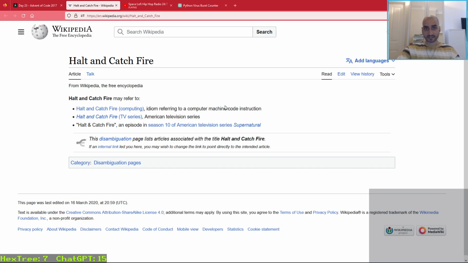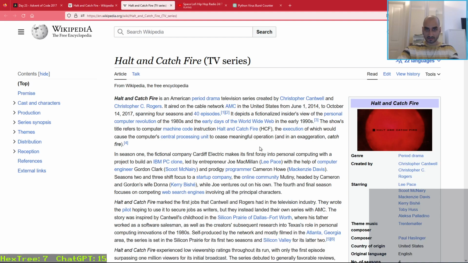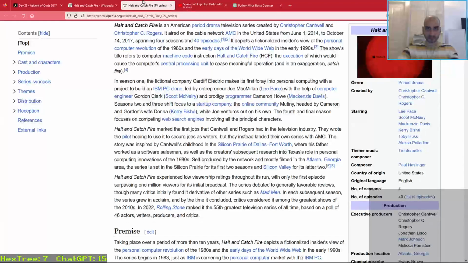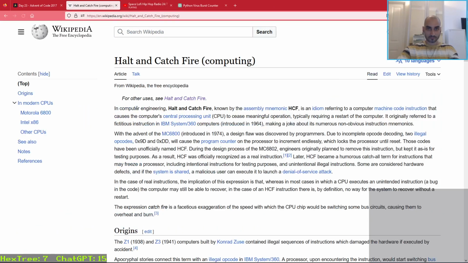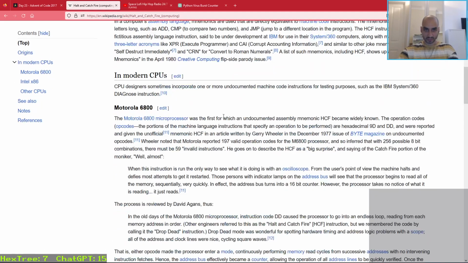Halt and Catch Fire is an American television series as well. What? What's it about? Oh, it is about computers, okay. Machine code instruction that causes the CPU to restart the computer. I never heard anyone use the phrase halt and catch fire. Maybe it's just an old thing.